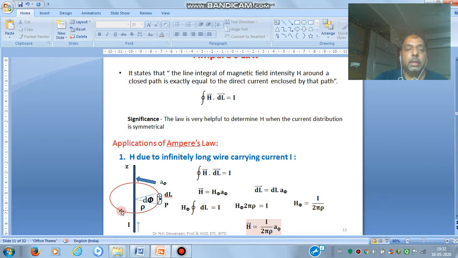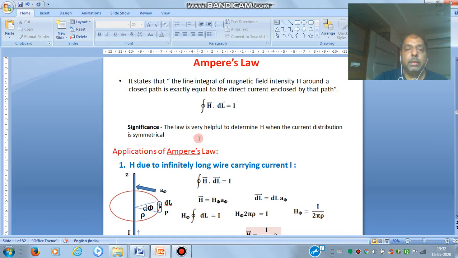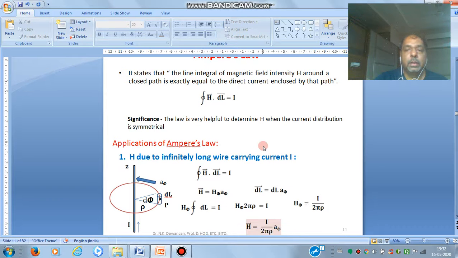Suppose this path is enclosing another current, I2, then here we will write the integration of H over the closed path, that will be equal to I plus I2. The significance of this law is that we can calculate very easily when the current distribution is symmetric.